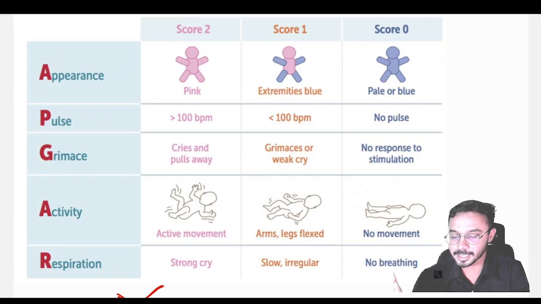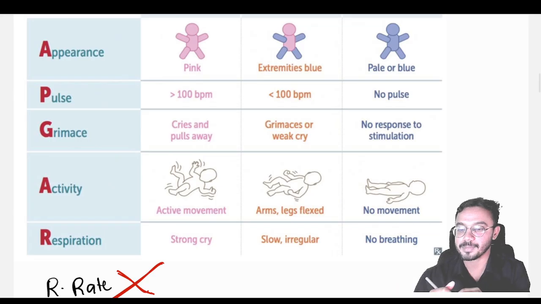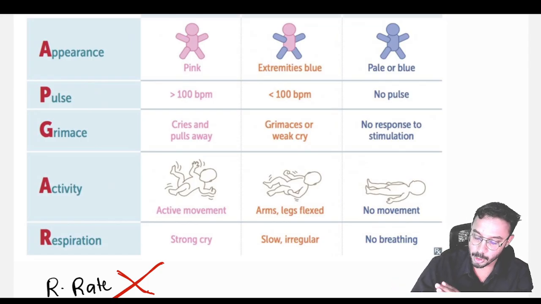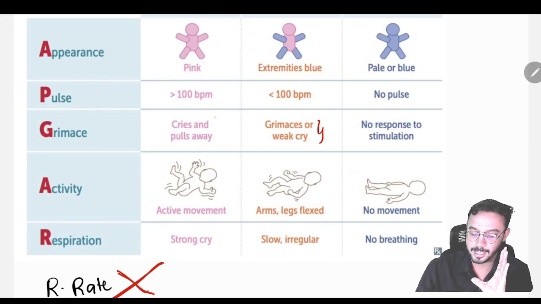Okay, and grimace is nothing but how the baby cries, and activity, whether it is active or not. If the baby cries properly and pulls away, then you are going to give score 2. If grimace is present or it is a weak cry, that is score 1. Not at all crying, no response, no cry, that is score 0.